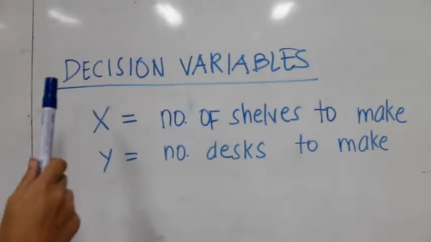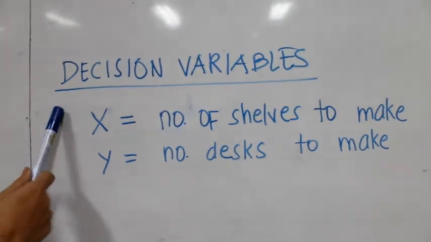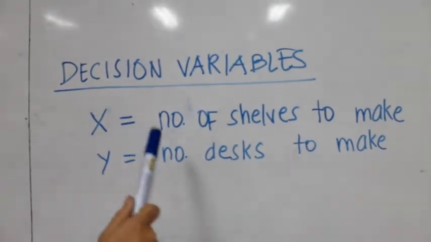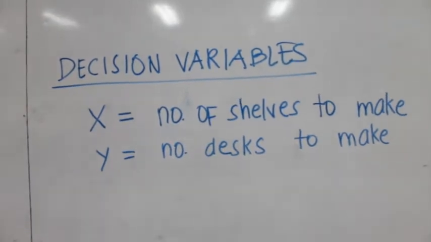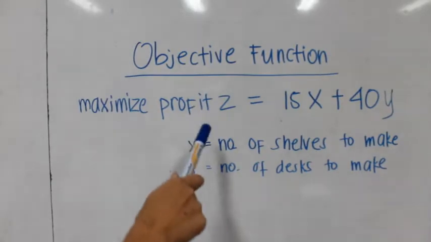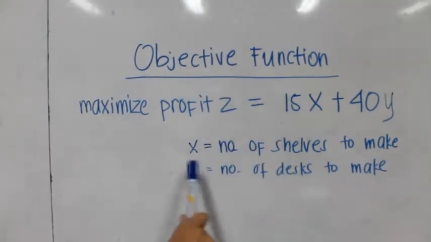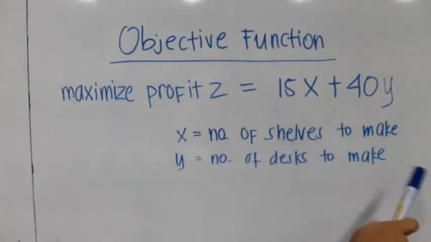After analyzing the problem and given data, we come up with the decision variables. We let X be the number of shelves to make and let Y be the number of desks to make. So the objective function of this problem is to maximize profit Z equals 15X, which is the number of shelves to make, plus 40Y, which is the number of desks to make.